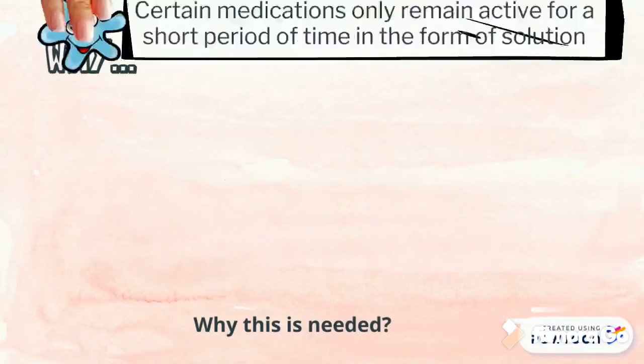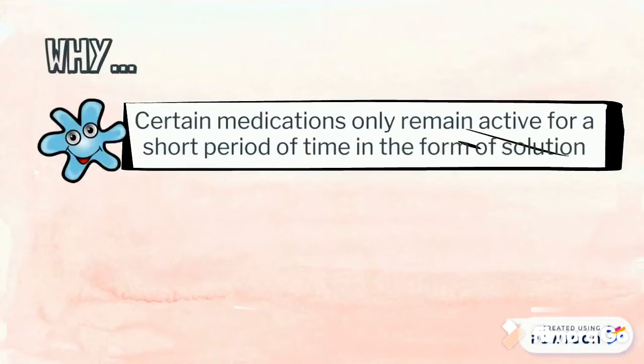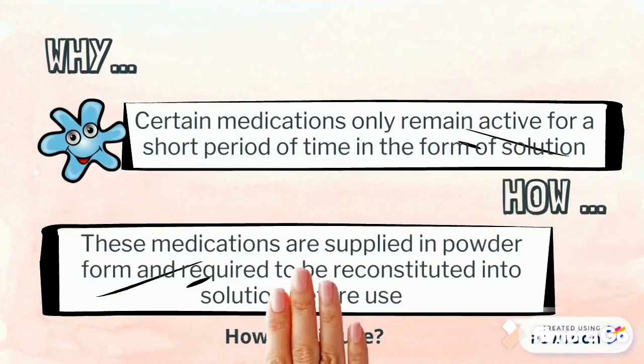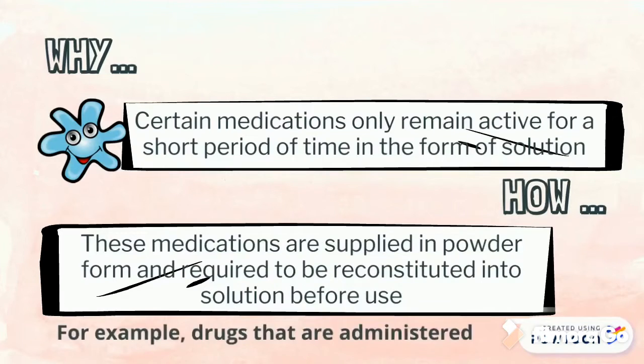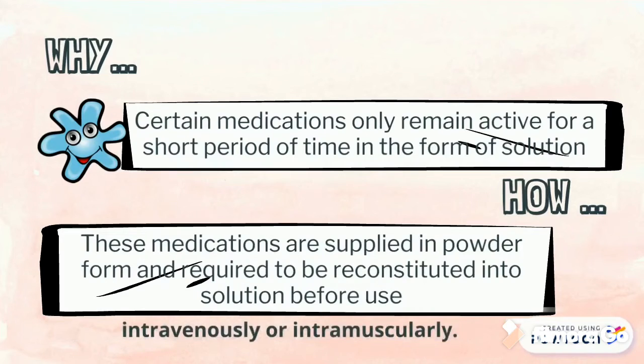Why is this needed? This is because certain medications only remain active for a short period of time in the form of solution. How is it used? These medications are supplied in powder form and are required to be reconstituted into solution before use. For example, drugs that are administered intravenously or intramuscularly.